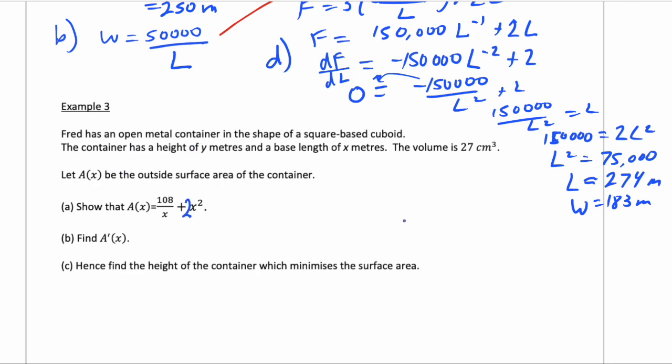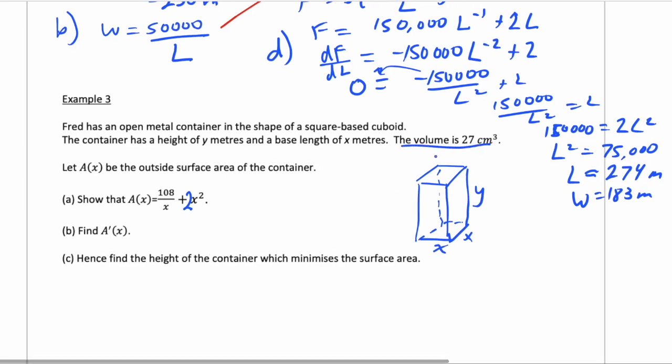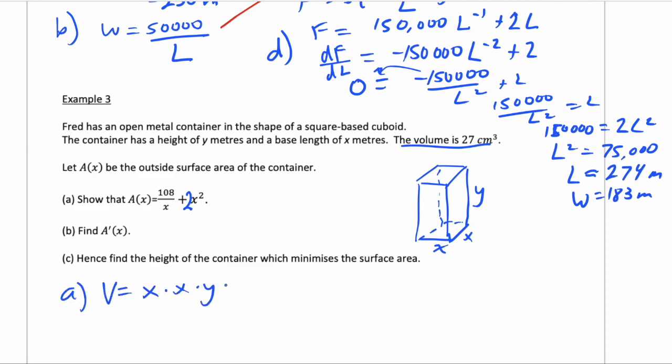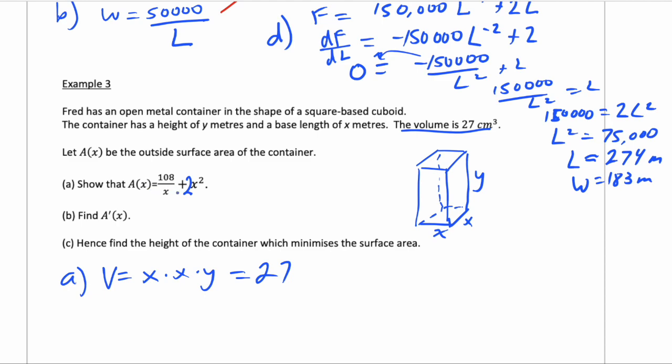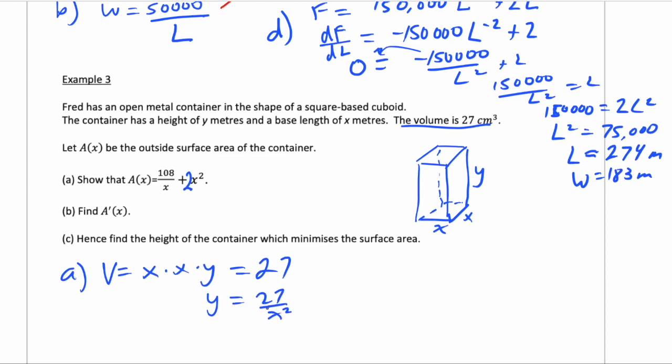A metal container is the shape of a square-based cuboid. So let's draw a square-based cuboid, also called a rectangular prism. Here it is. This is x, x, y. And they give us the volume, so that's what you start with. Volume equals x squared times y. And they give it to us, so that's 27. And we're going to have to show that the area equals this. You always end up solving for one variable. So I'm going to just divide by x squared. So we have y equals 27 over x squared.